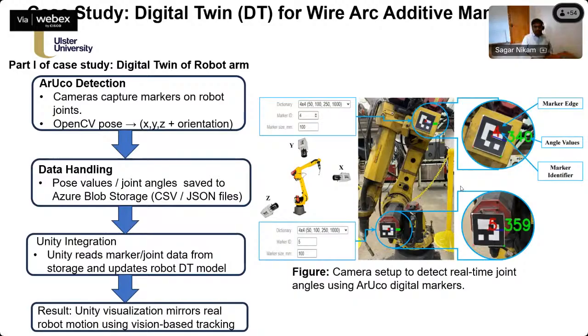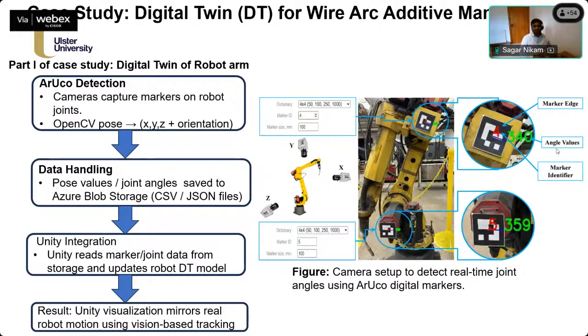So if you look at part one of the case study, it is the position of the robot arm. What is the position of the robot's arm? If you look at the joints of the robot's arm, how can we monitor its physical, real-time position and replicate that position in the digital twin or digital model?